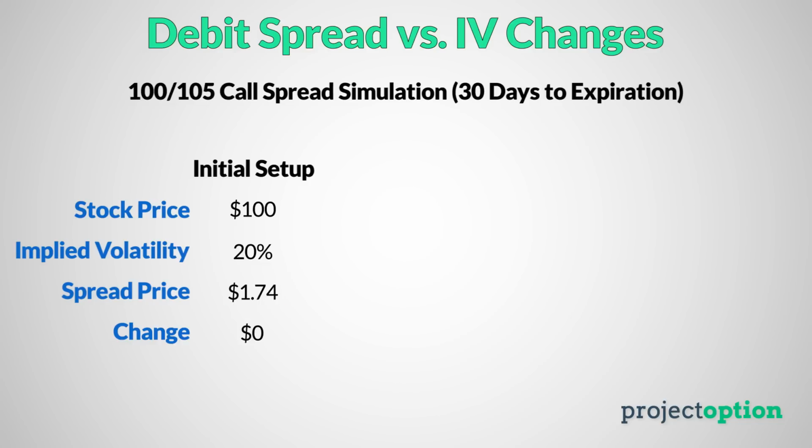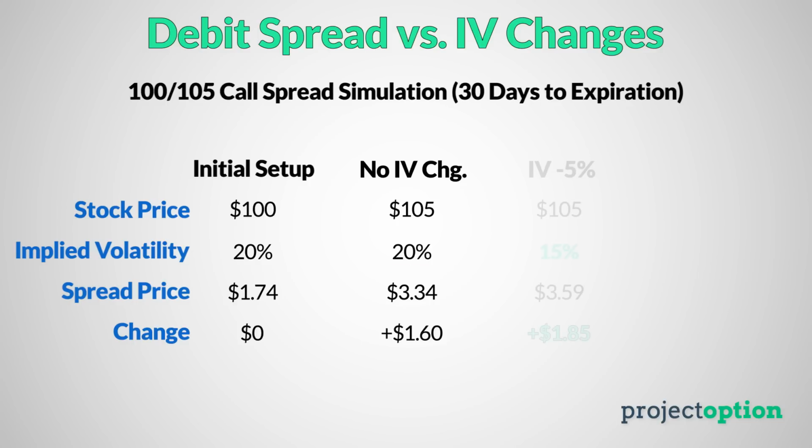If the stock price increased to $105 on that same exact trading day, the 100-105 call spread with 30 days to expiration is estimated to be worth $3.34, which represents a $1.60 increase from the initial purchase price of $1.74. In this scenario, we're assuming that implied volatility stays right at 20% through that stock price movement.